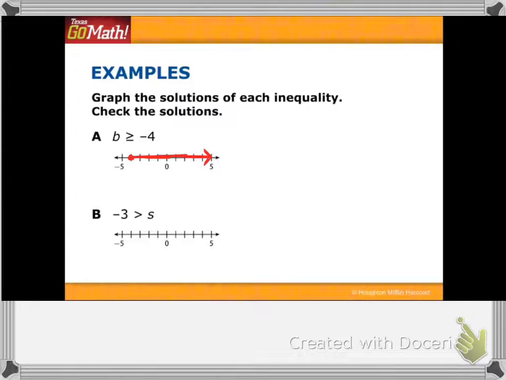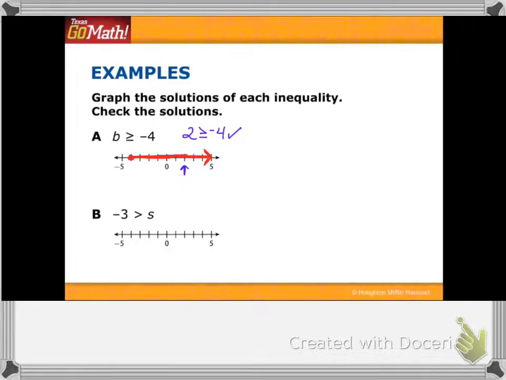The next thing that we need to do is check our shading. I'm going to pick a number that I have shaded. Here, 2 would be shaded. It's got the shading going down the number line. I'm going to substitute that in for B just to make sure my shading is correct. So instead of the B, I'm going to substitute in: 2 is greater than or equal to -4. Is that a true statement? Is the number 2 greater than or equal to -4? And yes, it is. So it checks out.